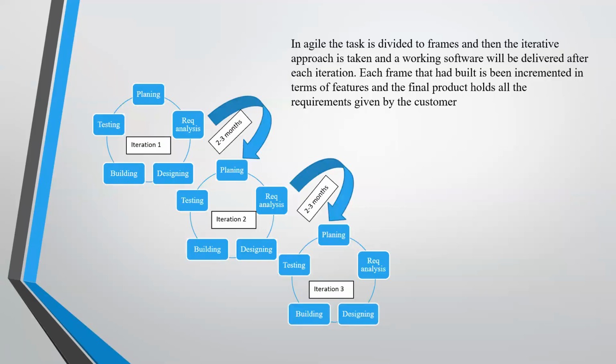In Agile, the task is divided into frames and then an iterative approach is taken, and working software is delivered after each iteration. Each frame that has been built is implemented in terms of features, and the final product holds all the requirements given by the customer. This is a picture of the Agile model.